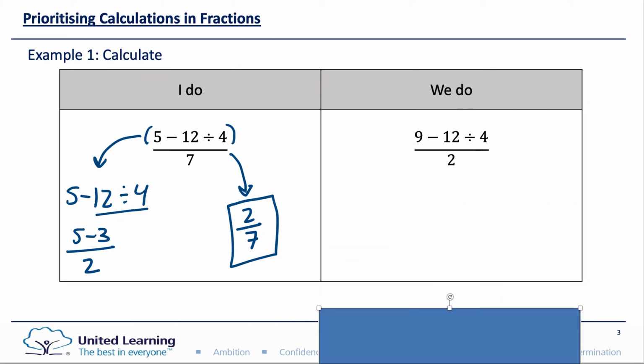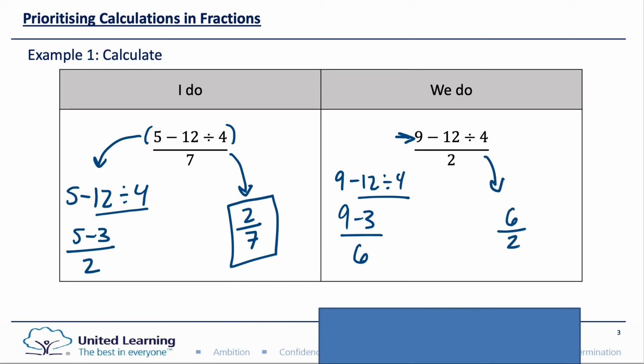Can you please pause and attempt this one? Okay, so same thing. You must figure out what the numerator is first before you can divide it by 2, so let's bring that down here. So 12 divided by 4 again is 3, and 9 minus 3 is 6. 6 is a multiple of 2, so this actually divides nicely into a whole number, so I'm hoping you got 3 as a final solution.